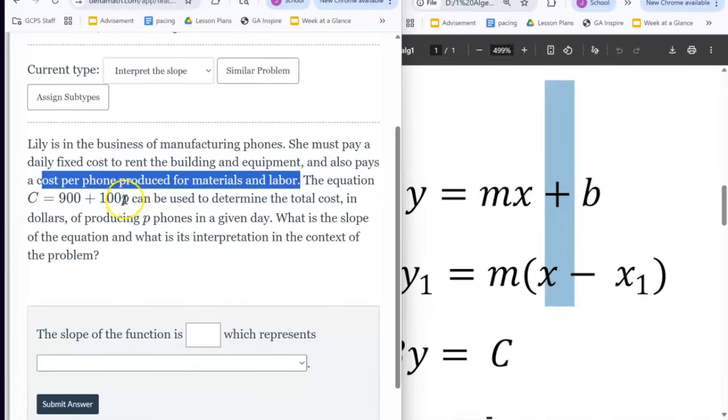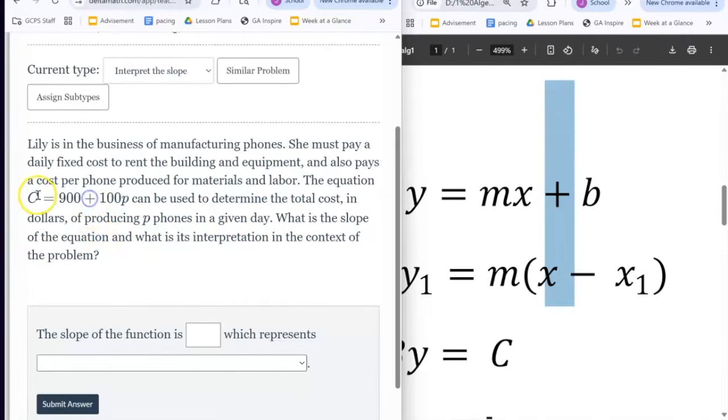This is the cost that it charges for each phone for materials and labor. So if it's 1, she's going to pay 100 times 1 plus the 900 for the daily fixed cost to rent the building. And then this will be the total. All right, so this equation determines the total cost in dollars of producing P phones a given day. What is the slope of the equation, and what is the interpretation in the context?